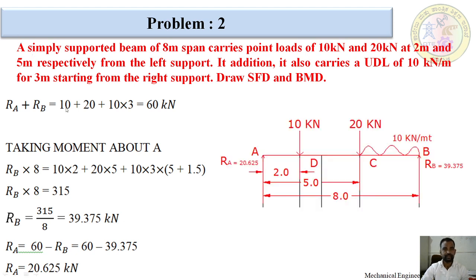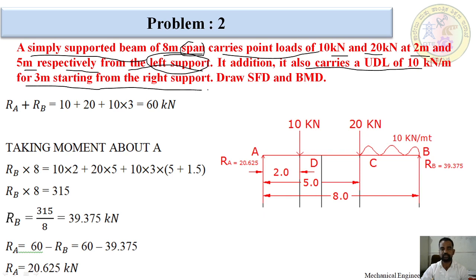First of all, we are supposed to understand what problem they have given. They have given a simply supported beam, as the name indicates, of 8 meter span. Span is also called length. It carries point loads of 10 kilonewton and 20 kilonewton at distances of 2 meter and 5 meter respectively from the left support. From the left support only we have to take these two magnitudes. In addition to this, it also carries a UDL of 10 kilonewton per meter for a distance of 3 meters starting from the right support. We have to take point loads from the left support and UDL from the right support. Draw SFD and BMD. This is the problem they have given to us.